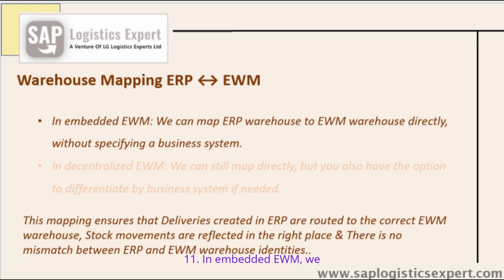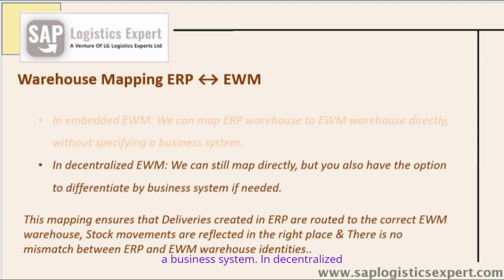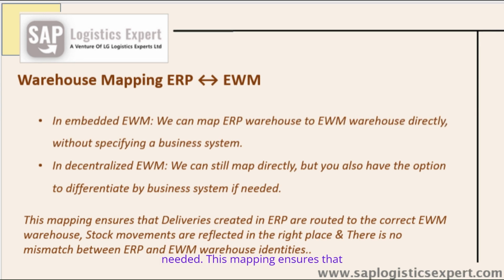In embedded EWM, we can map ERP warehouse to EWM warehouse directly without specifying a business system. In decentralized EWM, we can still map directly, but you also have the option to differentiate by business system if needed. This mapping ensures that deliveries created in ERP are routed to the correct EWM warehouse, stock movements are reflected in the right place, and there is no mismatch between ERP and EWM warehouse identities.